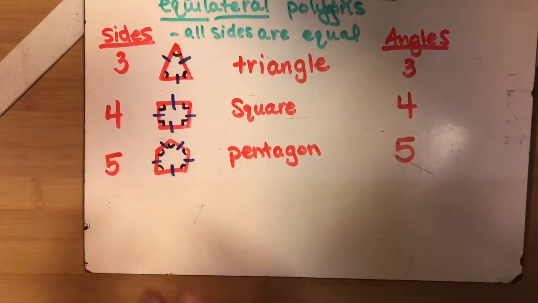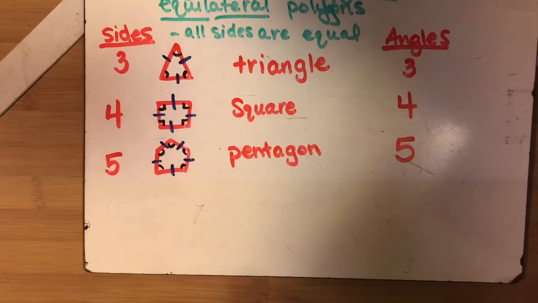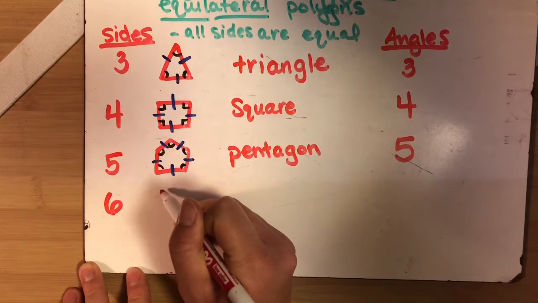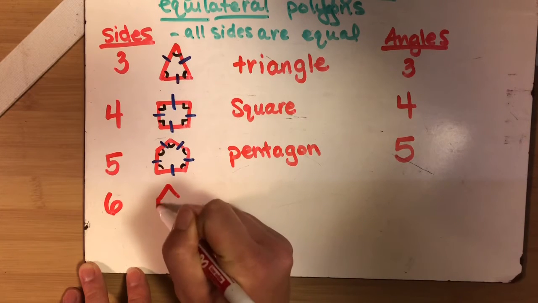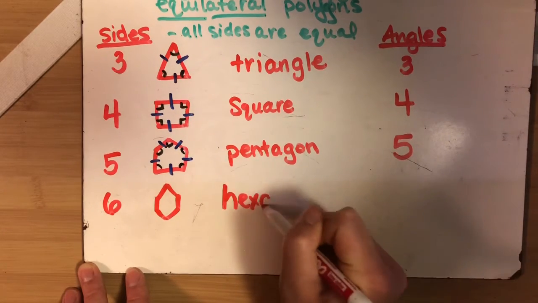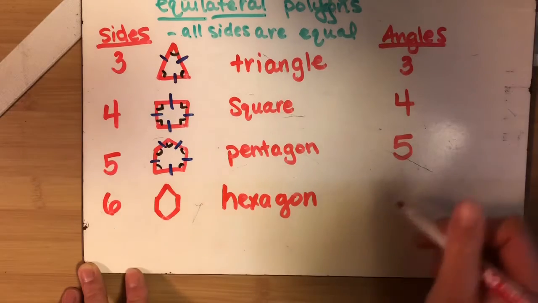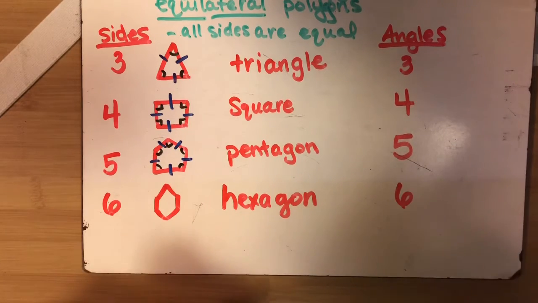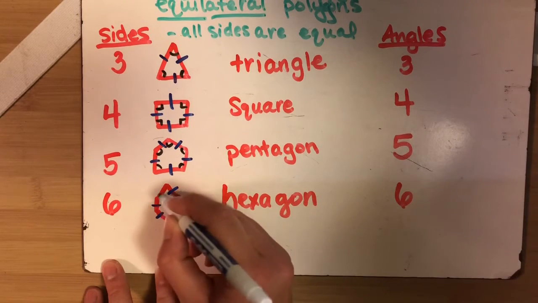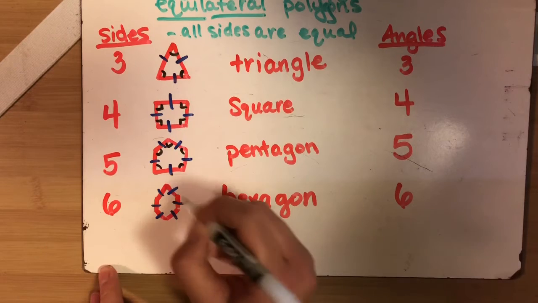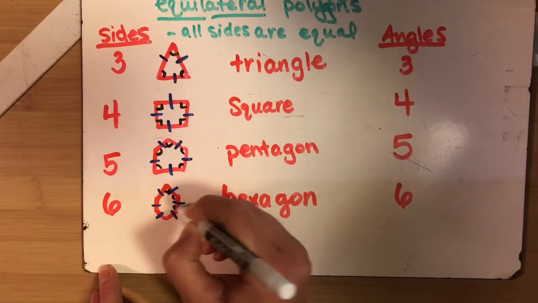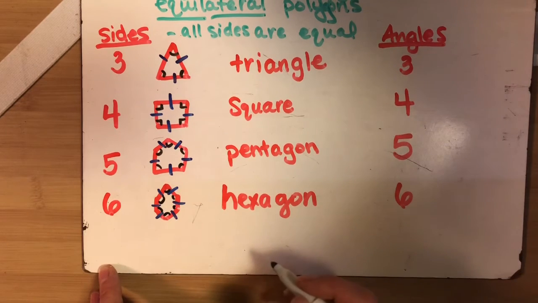You probably already know these ones, but we're going to get into some really high numbers, so you're going to have to memorize some new ones today. A 6-sided figure is called a hexagon. It has 6 sides, so it's going to have 6 angles. This hexagon, even though it doesn't look like it, we're going to pretend that it has all equal sides. And it has 6 inside or interior angles. So 1, 2, 3, 4, 5, 6.